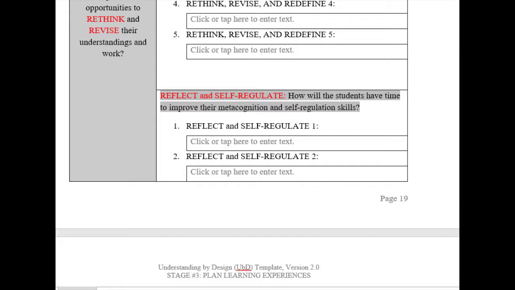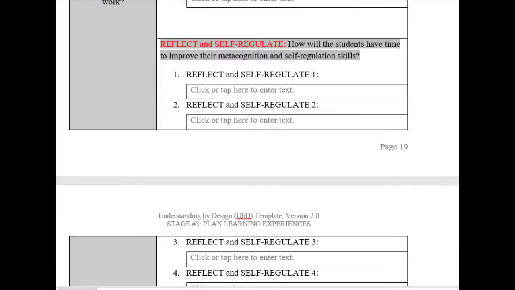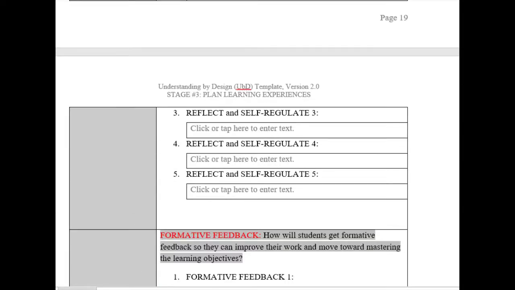And this is going to be an opportunity for the students to possibly write in a reflection journal about what they've learned and about the performance that they've had within the unit.